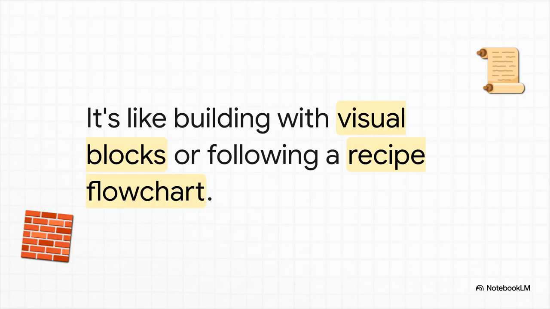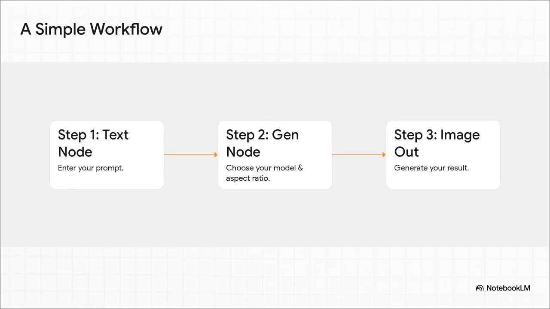A really great way to think about it is like a visual recipe. Each ingredient or action is its own block. That's a node. And then you connect them together with these little lines, which they call noodles, to tell the AI exactly what you want it to do, step by step. And this is a perfect illustration of a super basic workflow. You've got a text node for your prompt, right? That connects to a generation node where you can pick your model and aspect ratio, and that leads straight to your final image. Simple, visual, and honestly, really powerful.